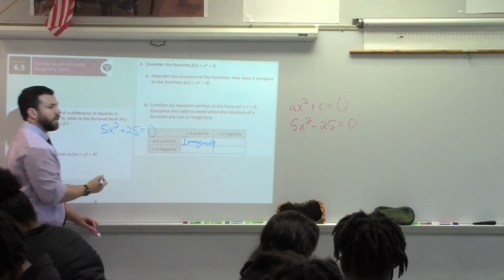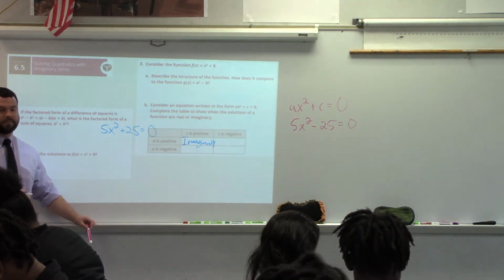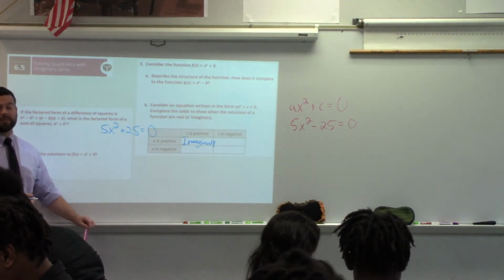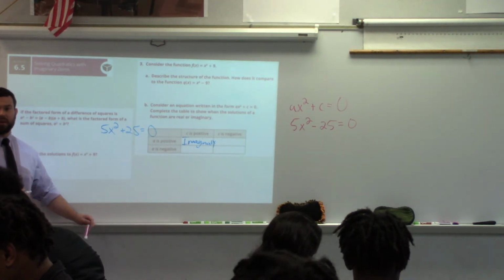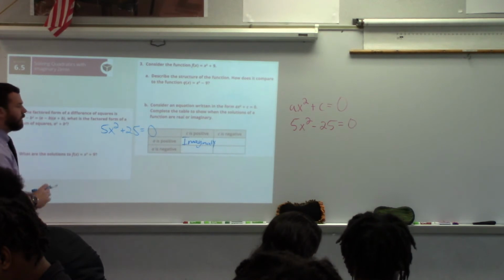First off, if you don't see it on the graph, then is it intersecting the x-axis? No. So then the roots would have to be imaginary. But also look, we can solve this equation. What would I do to solve this equation?